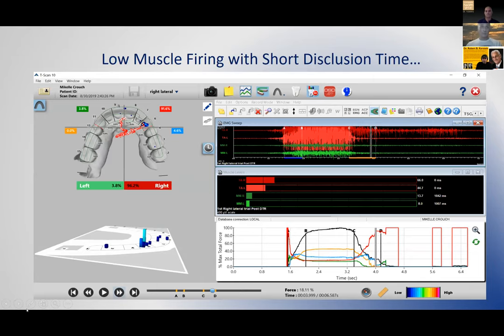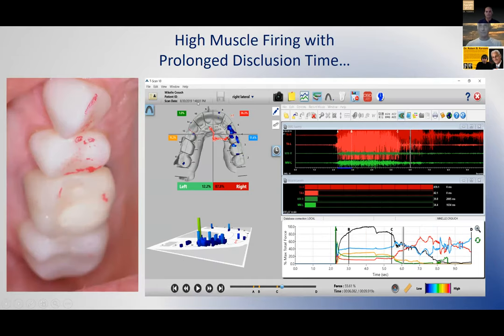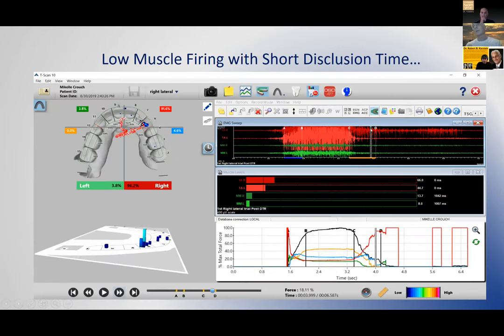This is at 2:43 p.m., and this is at 1:48 p.m. So look at all this muscle activity. Now, we treated her, and this is only the right excursion, and look how it's beginning to dissipate, right? That's without an appliance. That's without moving the mandible. That's just treating the occlusion with very high precision outcomes.